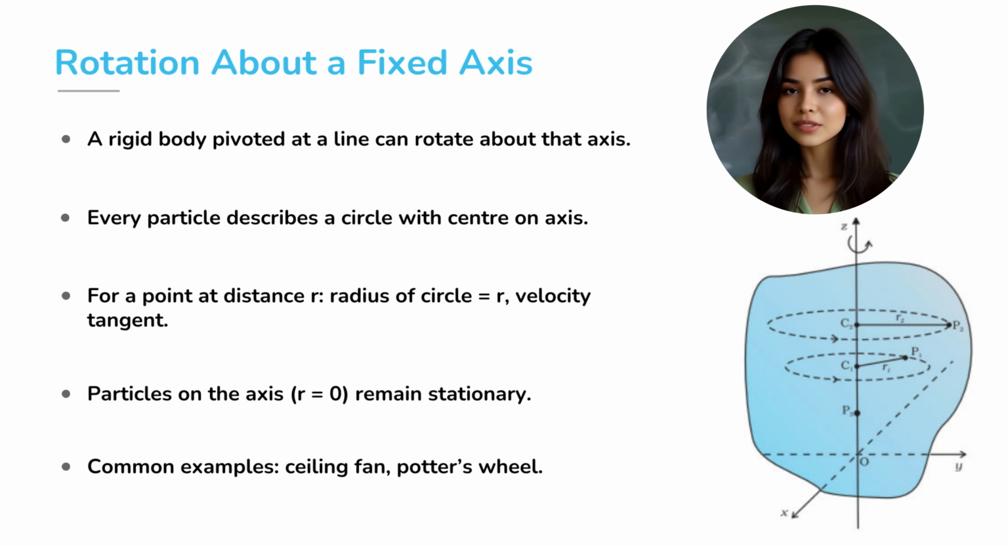Next, think of a ceiling fan. The blades are pivoted around the central hub. Each point on the blade describes a circle around the fixed axis of rotation. For a point at distance r from the axis, the path radius is r, and the velocity vector is always tangential. Particles lying exactly on the axis at r equals 0 remain stationary. So in pure rotation, every particle has the same angular velocity, even though their linear speeds differ. That's why all the fan blades stay perfectly synchronized.